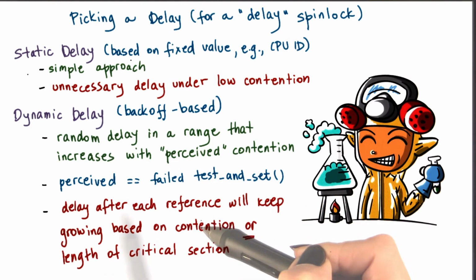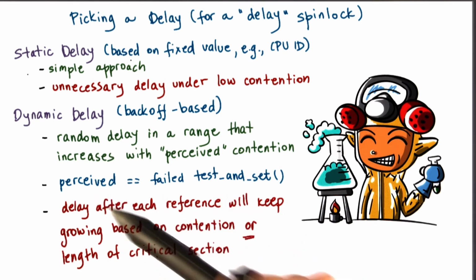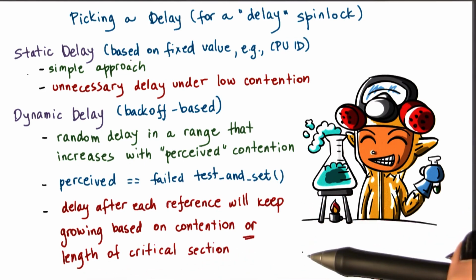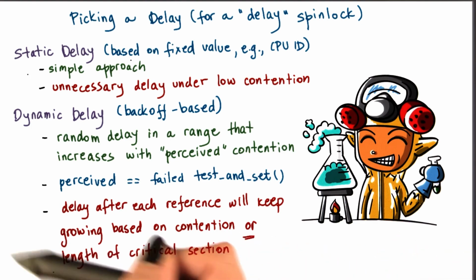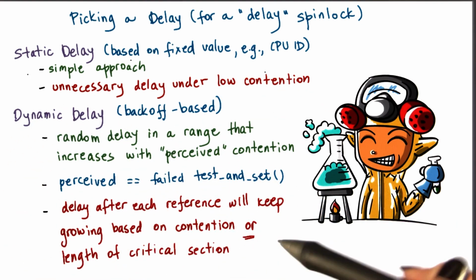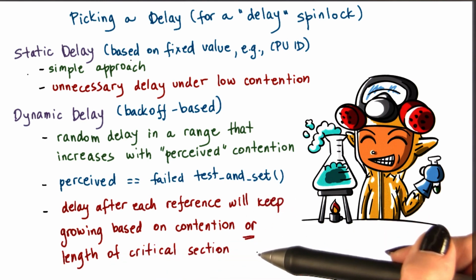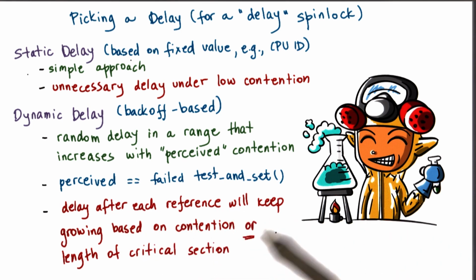degree of contention. The problem with this, however, is if we're delaying after every single lock reference, then our delay will keep growing based on both whether there is indeed contention in the system or if simply the owner of the critical section is delayed or if it's executing a long critical section. So then we may end up with the same situation as before. Just because somebody was executing a long critical section while holding the spin lock, that doesn't mean that we need to bump up the delay. So we need to be able to guard against this case.